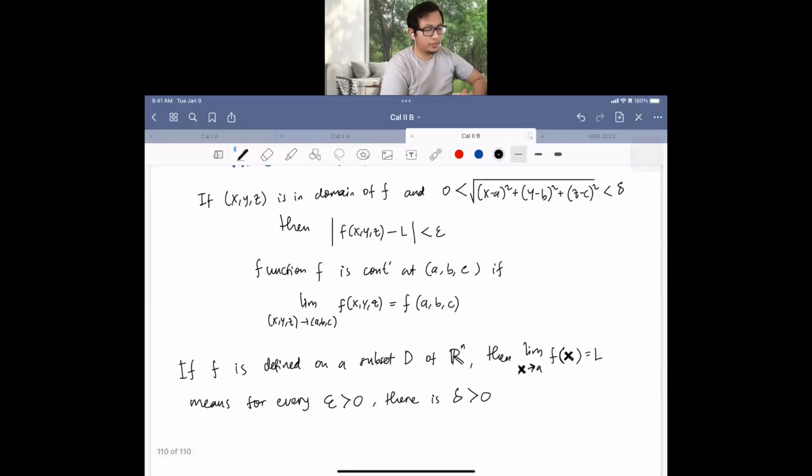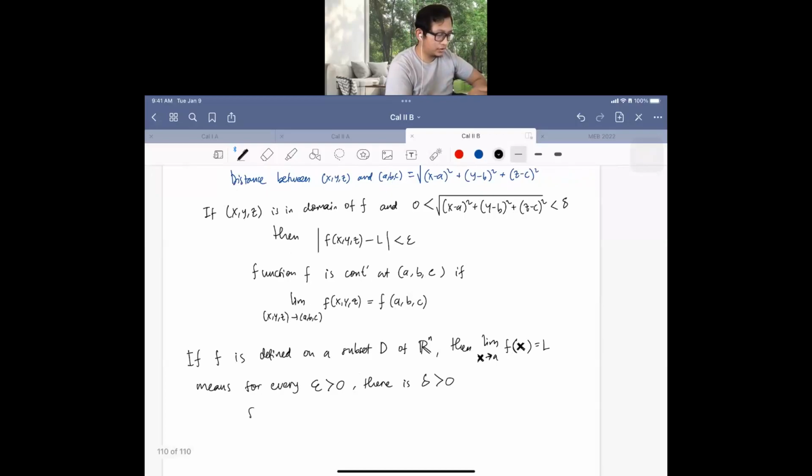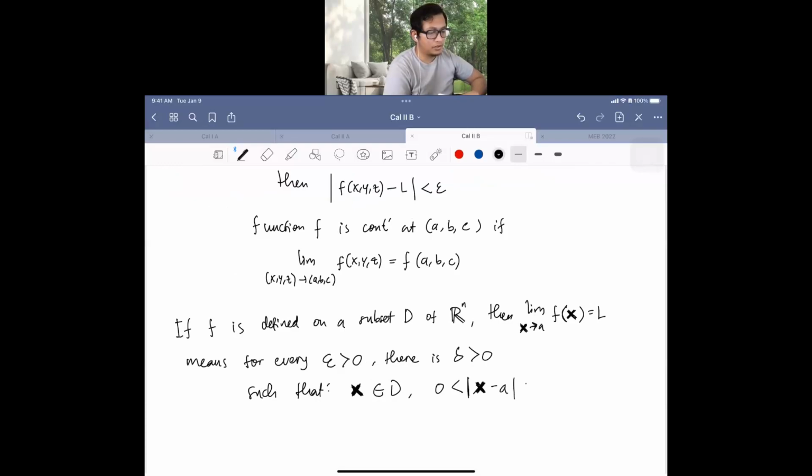So it means that for every epsilon that is positive, there is a delta such that this x is not x as in a single variable, it's a different x. So I'm making the x seem bold because it's different.